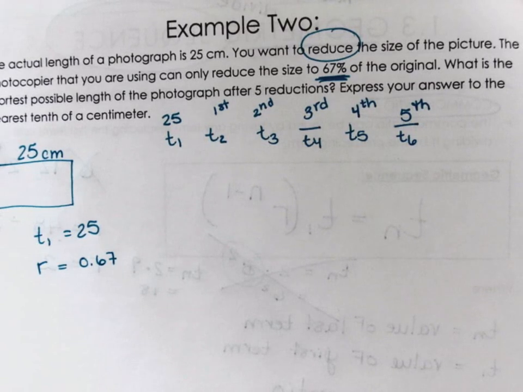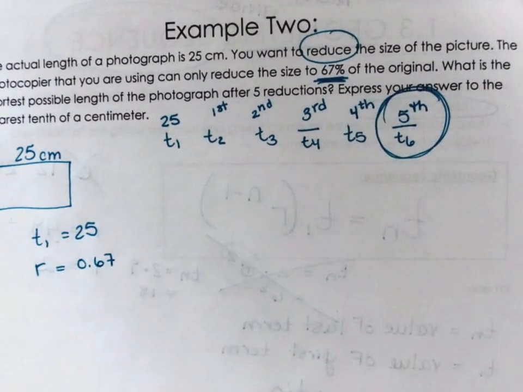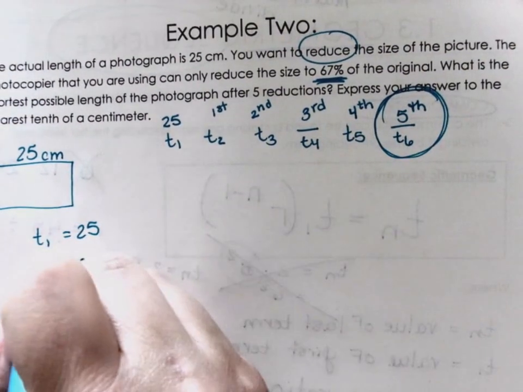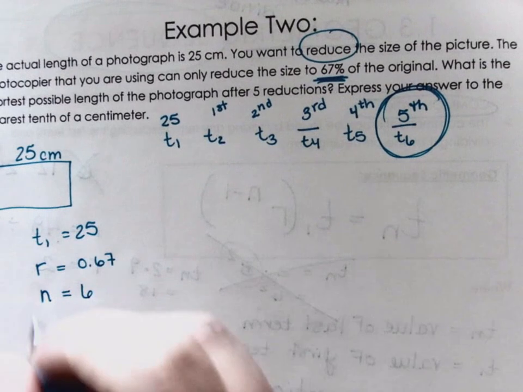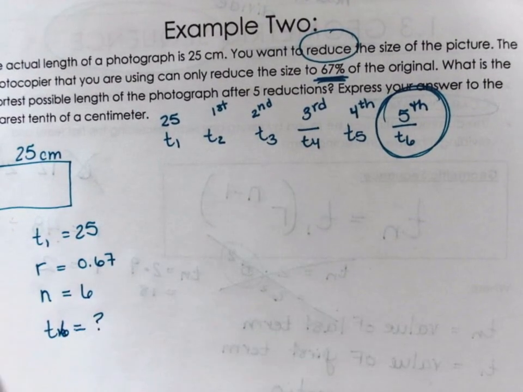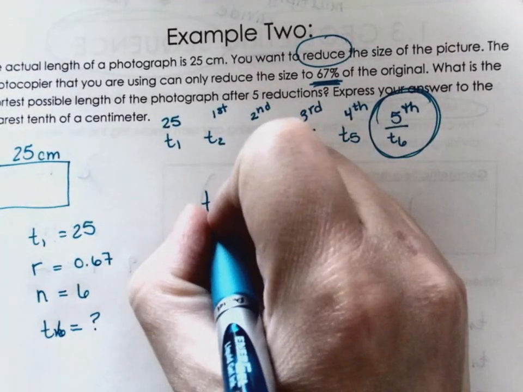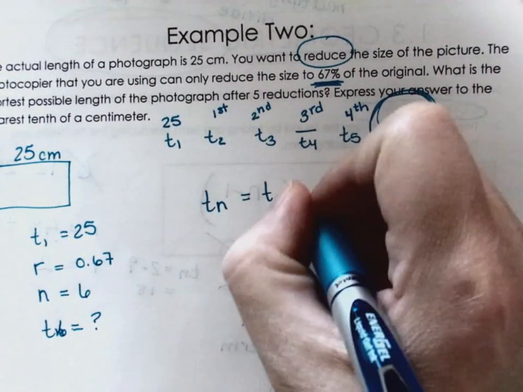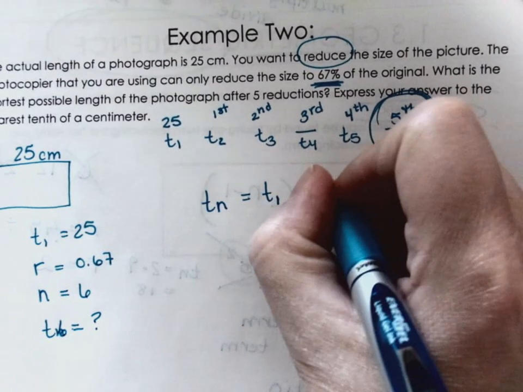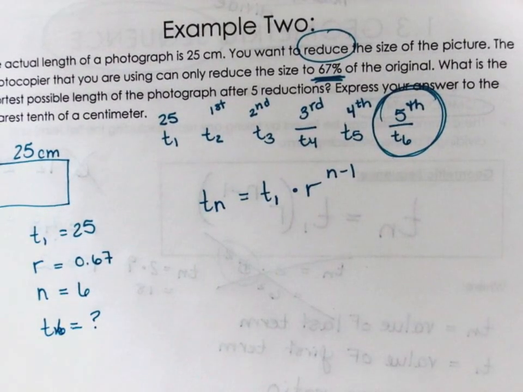So what's my n? I'll ask that question again. 6. I'm looking for the 5th reduction, so I'm looking for n equals 6. T6 equals, we don't know. Okay, the formula is Tn equals T1 times R to the n minus 1. Okay, do some math. I'll do some math, you do some math, it'll be great.